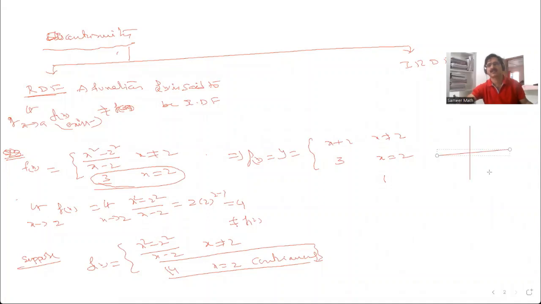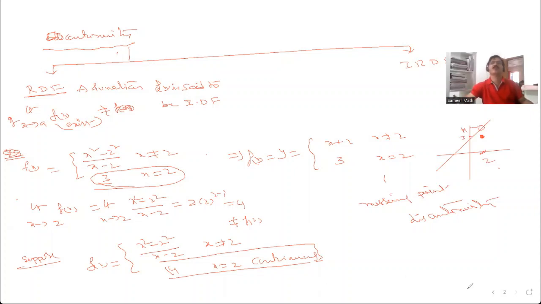You see this. One diagram I'm taking. Here I'm explaining. Now you see this one. There is a small gap. What is the value here? This is 2. The meaning is this is height 4. If you take somewhere here, you will get like this. If you drag this point to here, then it becomes continuous. That's the reason people say missing point discontinuity. RDF is also called missing point discontinuity. Hope that you people have understood this one.